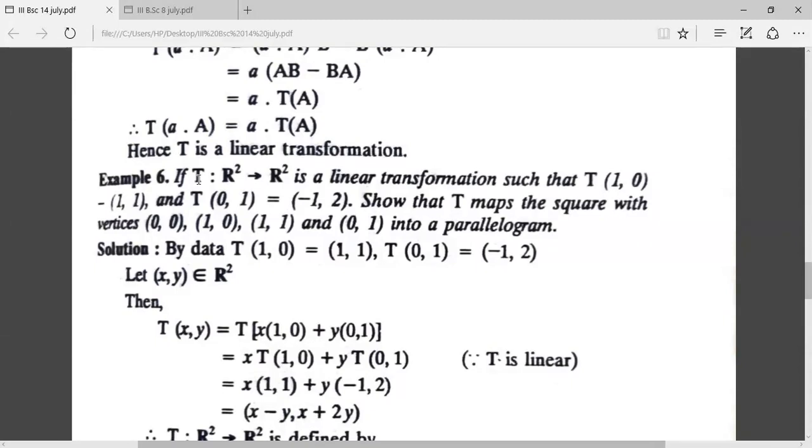Remember, this is an application of linear transformation. Suddenly a question will arise in your mind that what is the use of linear transformation in due course?